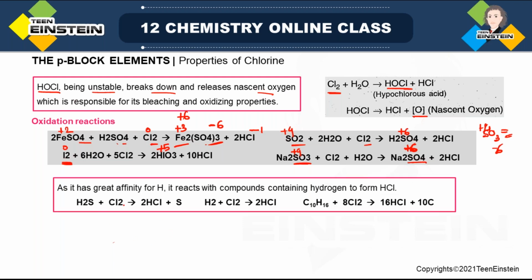Next we will see that chlorine has great affinity for hydrogen atom. So that is why it can react with compounds that are containing hydrogen, and after taking this hydrogen it will be converted to HCl. So hydrogen sulfide, which is a hydrogen containing compound, when it is reacting with chlorine, chlorine has affinity for hydrogen, so that is why now HCl is produced and H2S is converted to sulfur.